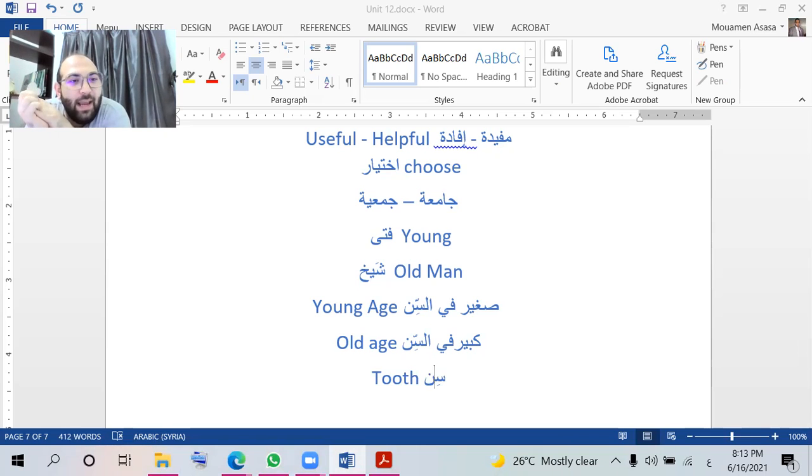When we use it for age, I really don't know what the relationship is between them, but we also use it for age. Sin as an object is the teeth, and sin as age is age. There is another word for age. Nuzira, can you tell me the other word for age? Umru. عمر. Umru. العمر. Age. العمر.